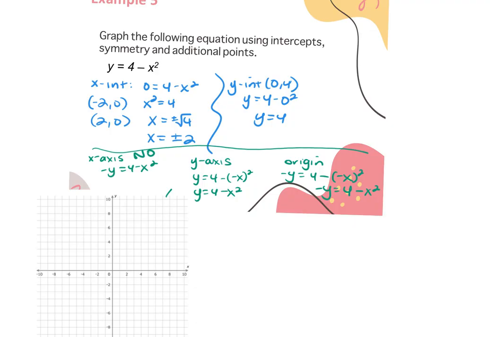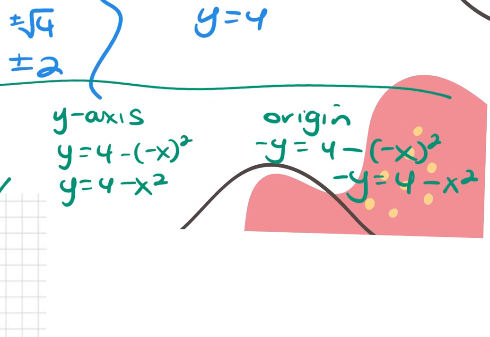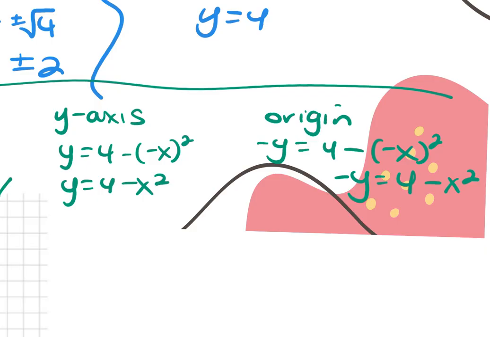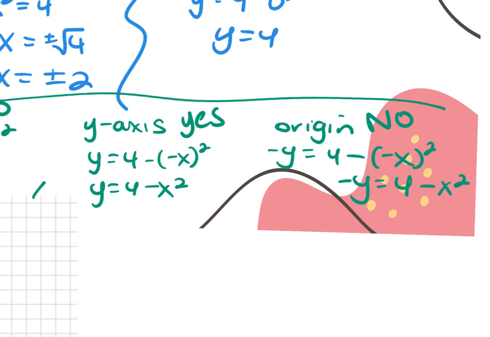Y-axis, I plug a negative x in. When it goes in, that negative x goes in parentheses, and the exponent is squared, which means it's going to make the negative become a positive. This went back to the original. If it goes back to the original, then it's a yes. So this does have y-axis symmetry. And then the origin: we changed the y, and we changed the x. The y changed signs, the 4 did, and the x did not. So it fails the origin symmetry.